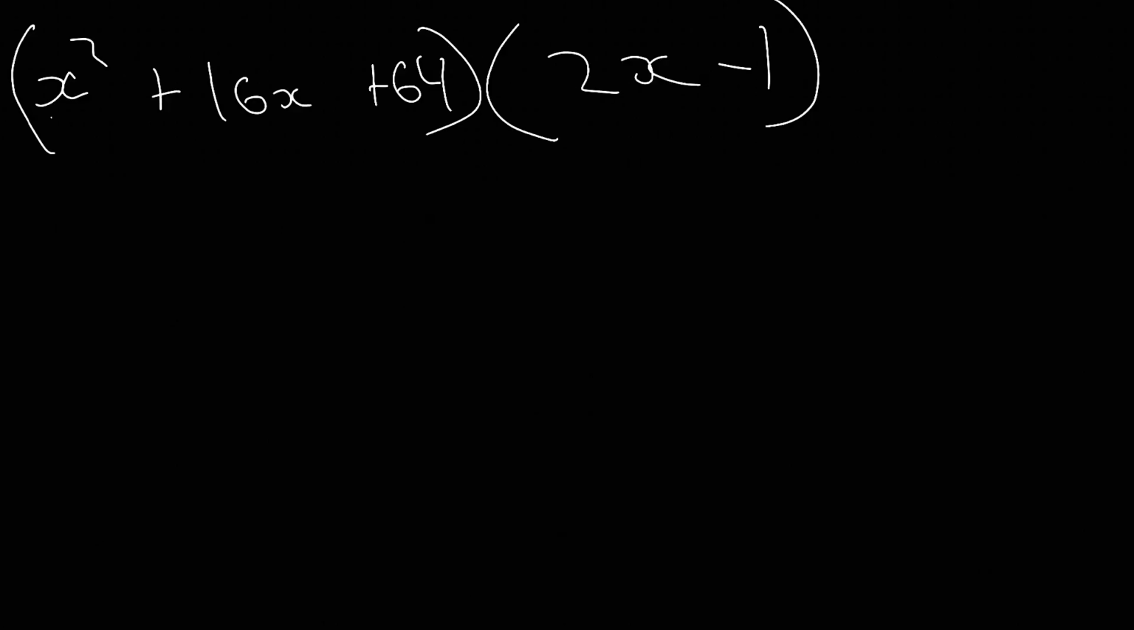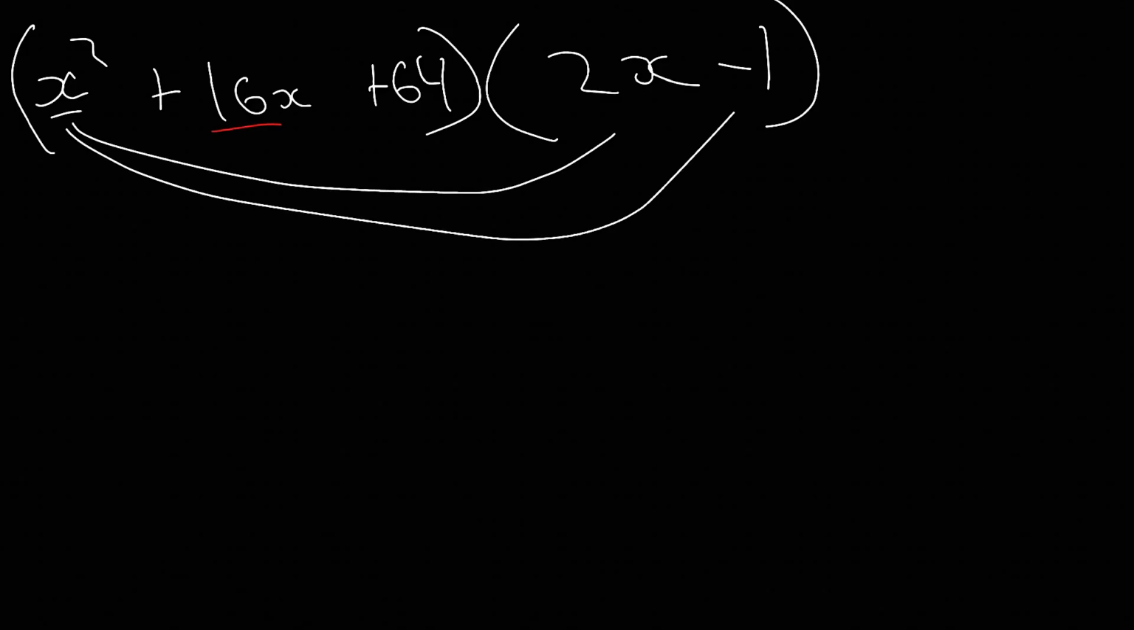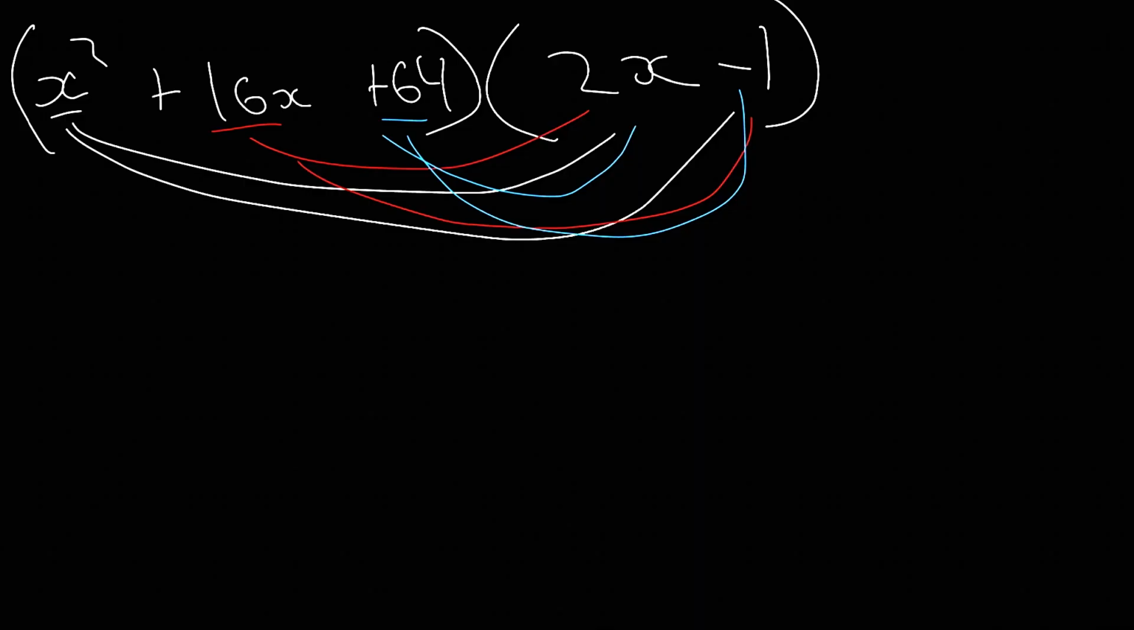And now it's just x squared times 2x, then minus 1, and then 16x times 2x, times minus 1, and then 64 times 2x, times minus 1. So let's start with the x squared. So x squared times 2x gives me 2x cubed. Make sure you know your indices. X squared times minus 1 just gives me minus x, or minus 1x, doesn't really matter how you write it. Wait, minus x squared, remember, because there's a square here. So minus 1x squared, or just minus x squared.